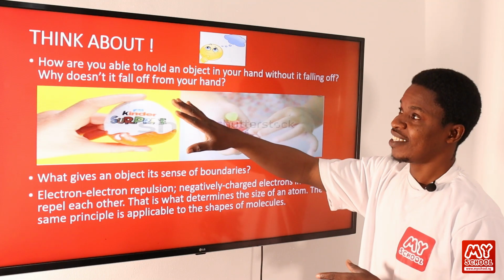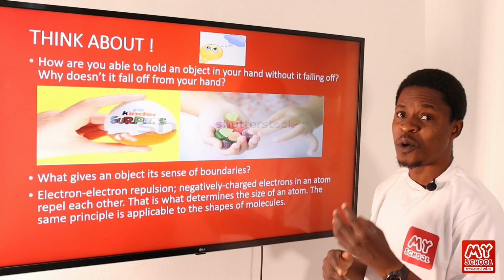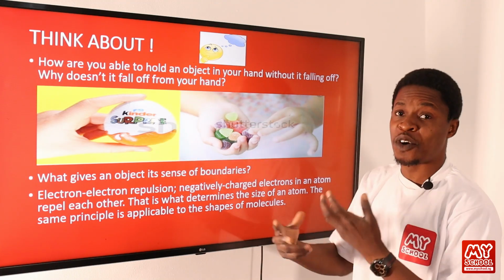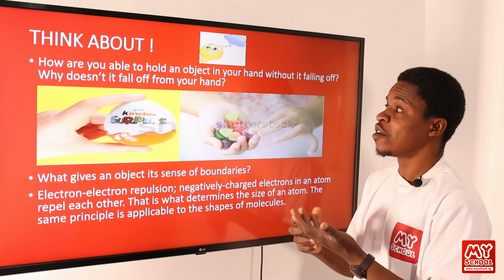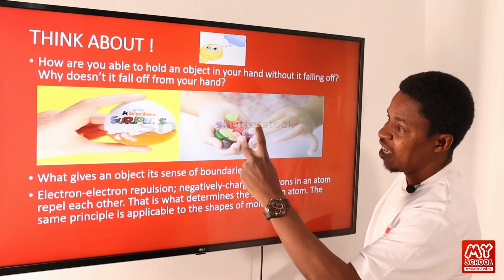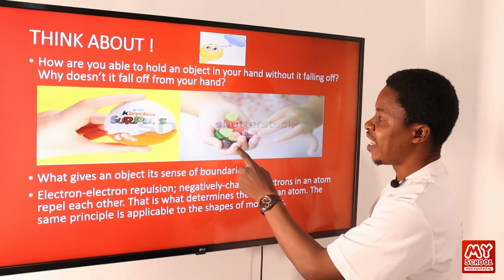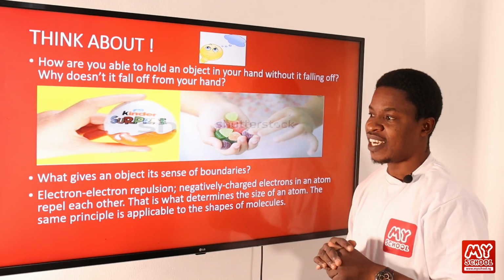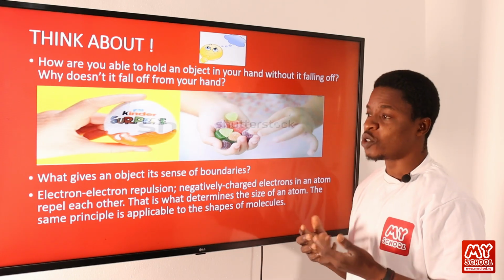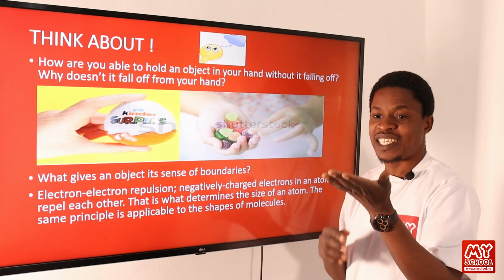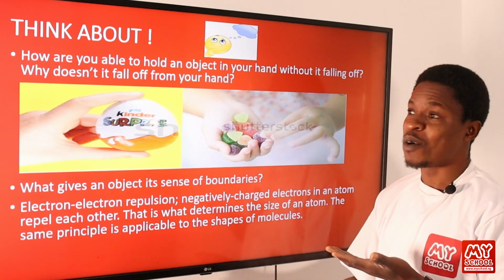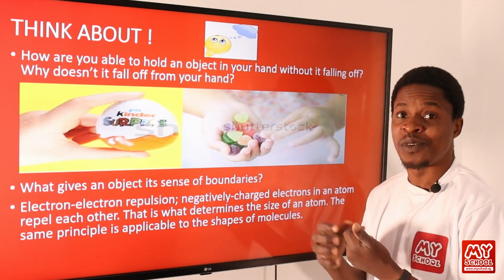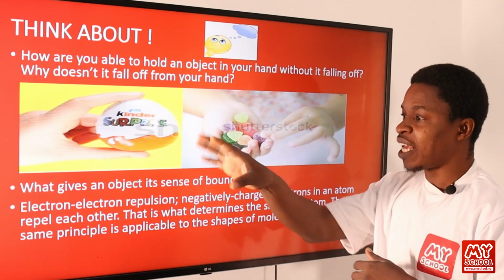Think about, how are you able to hold an object in your hand without it falling off? You hold an object, why does it not fall off from your hand? Just like this, an object is held this way, and you can see this also held this way. What gives an object its sense of boundaries? These are questions you think about. If you hold water in your hand, of course, water cannot stay. It will flow out. But when you have solids held like this, you can hold them without falling off. What gives you this sense of boundaries?